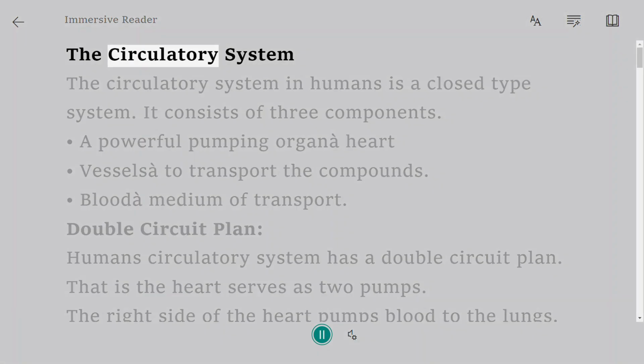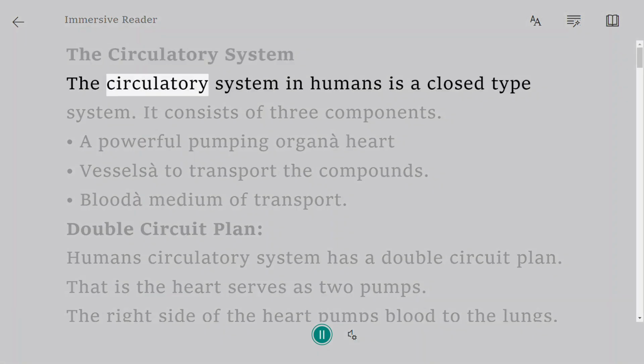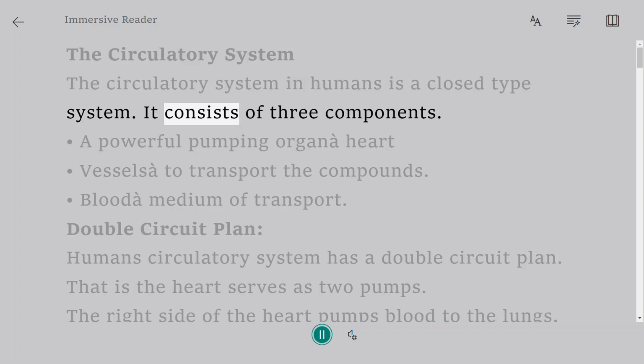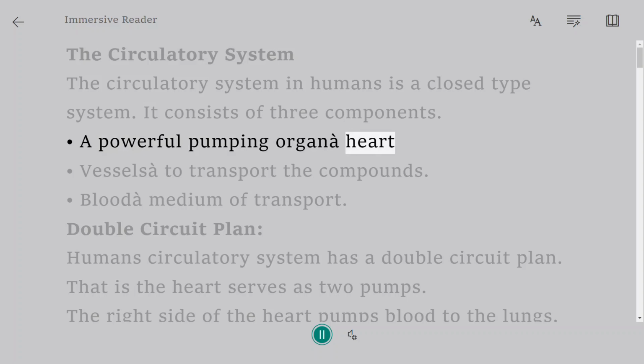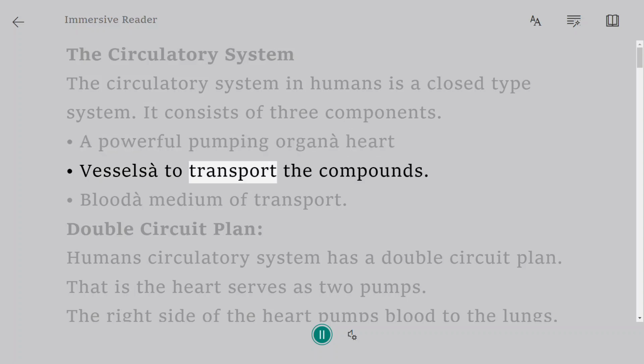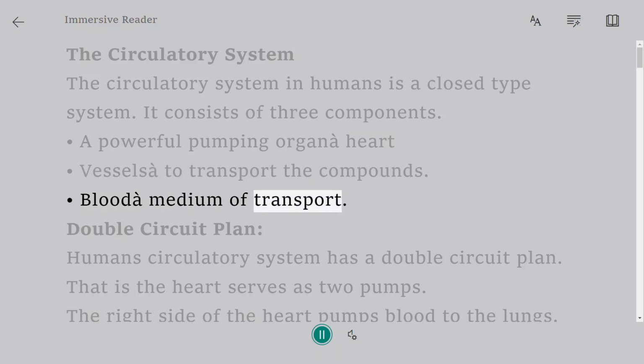The circulatory system. The circulatory system in humans is a closed-type system. It consists of three components. A powerful pumping organ, the heart. Vessels, to transport the compounds. Blood, the medium of transport.